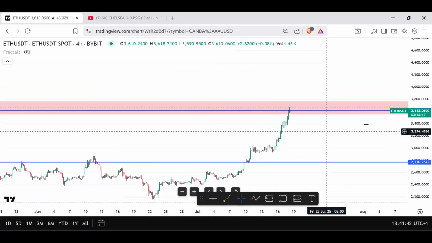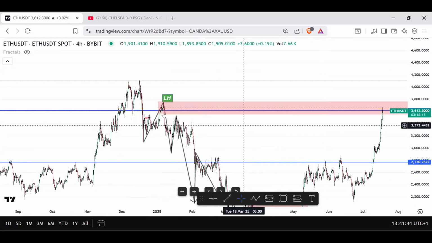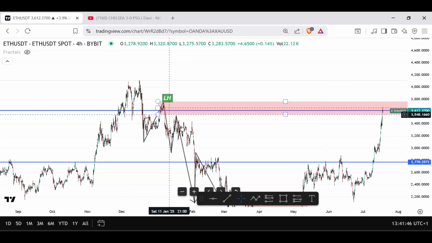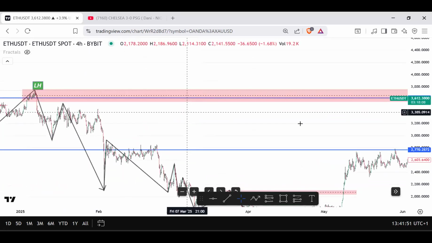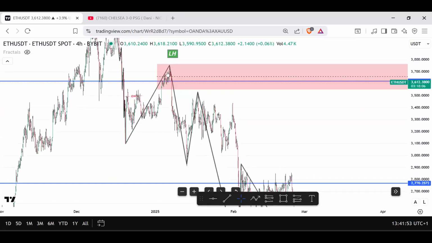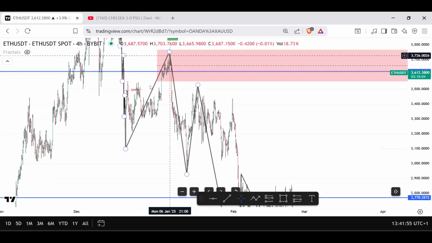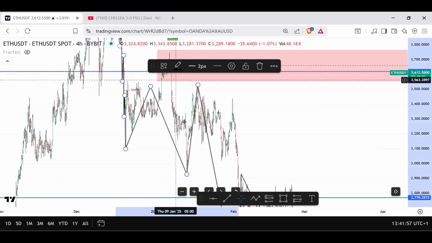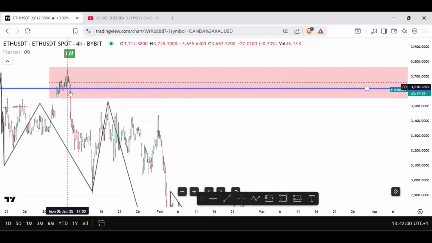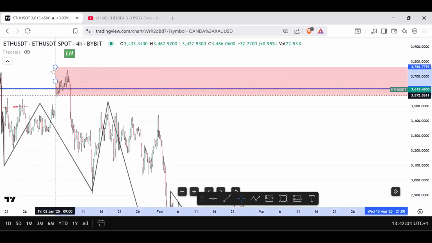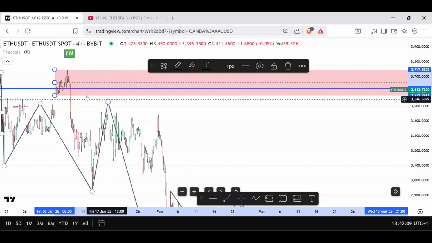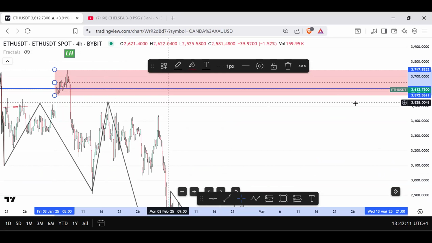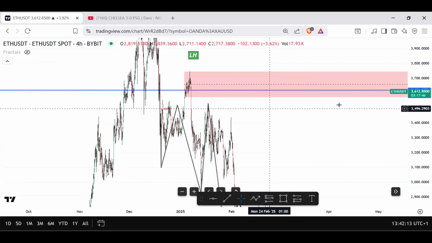Is that correct? Yeah. Okay. Now, if you look at the zone, there was a fair value gap here. There is a big fair value gap. So this zone, and price did not touch all of this until now.